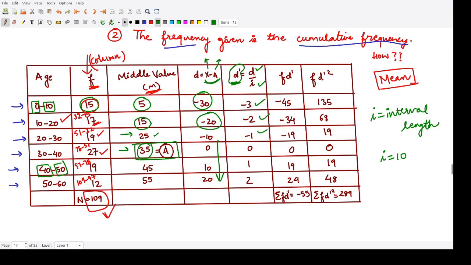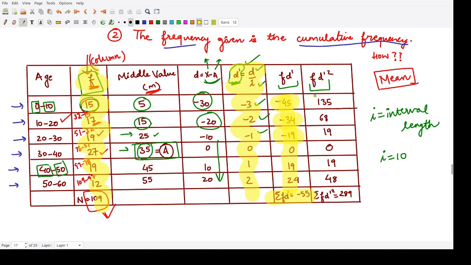Next task is we compute f into d dash and then f d dash square. What is f? f is this quantity, this multiplied by this d dash. So we multiply this whole column with this whole column. So you would have 15 into minus 3 minus 45, 17 into minus 2 minus 34, 19 into minus 1 minus 19, and so on. Then you add up all these. So you have this quantity minus 55.